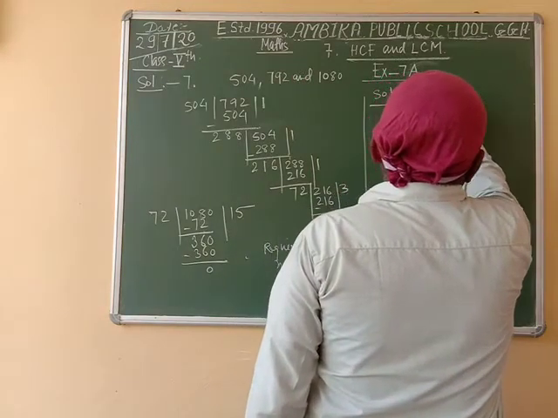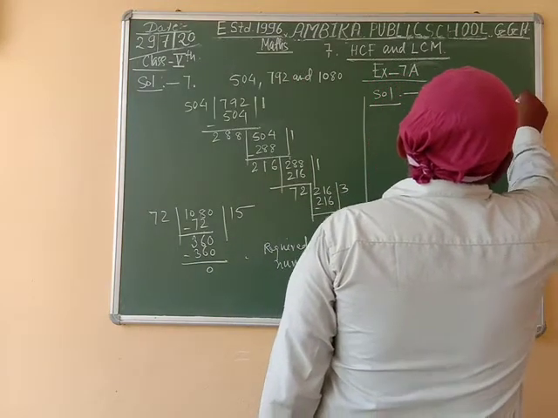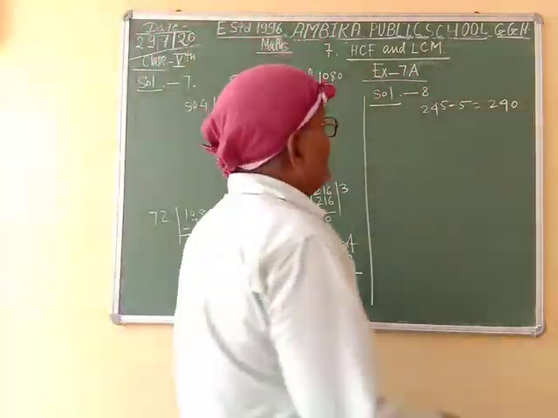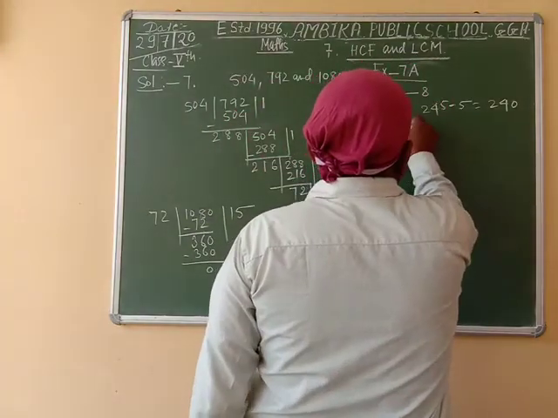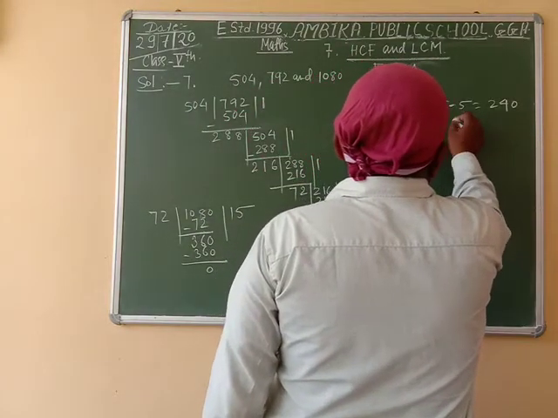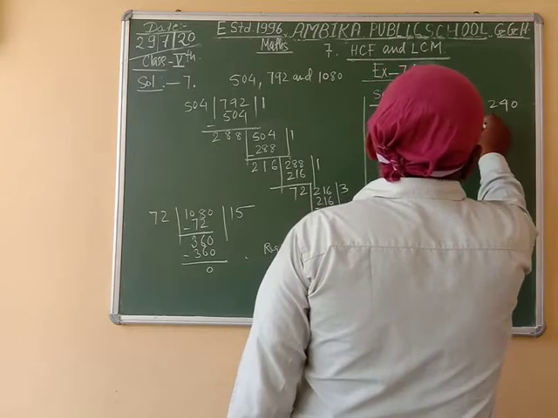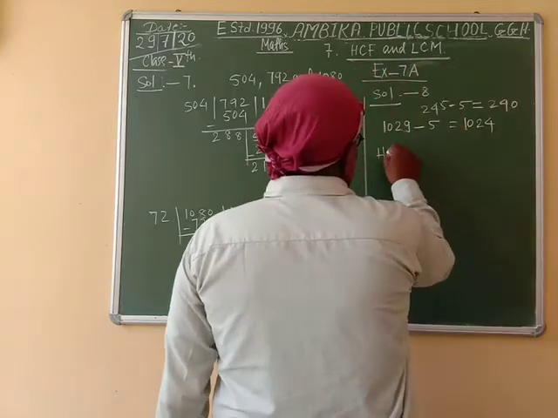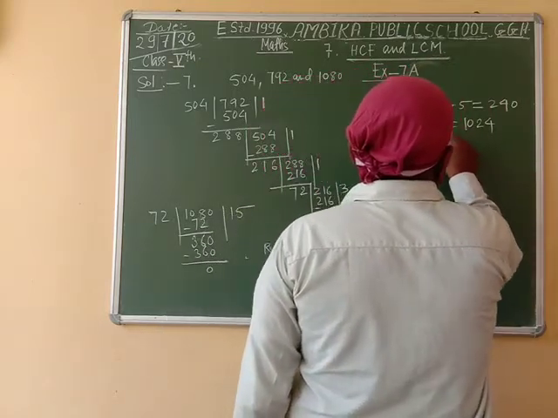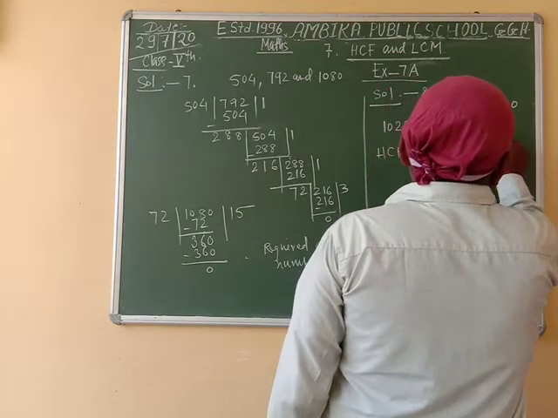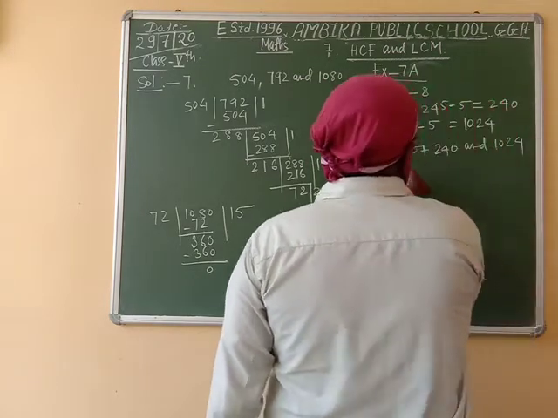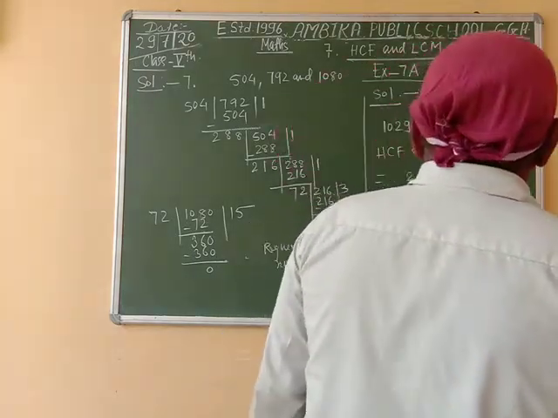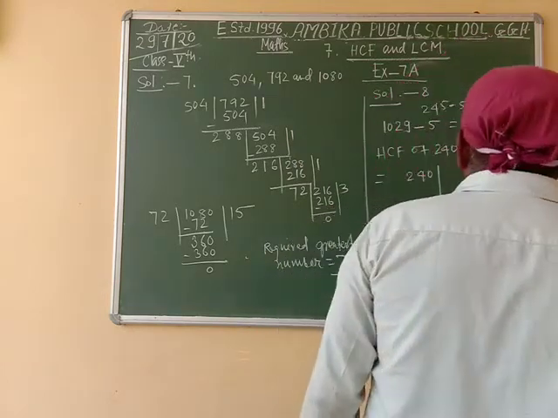245 minus 5 is equal to 240, and again we subtract 5 from 1029. 1029 minus 5 is equal to 1024. Now the HCF of 240 and 1024. Here 240 is less than 1024.